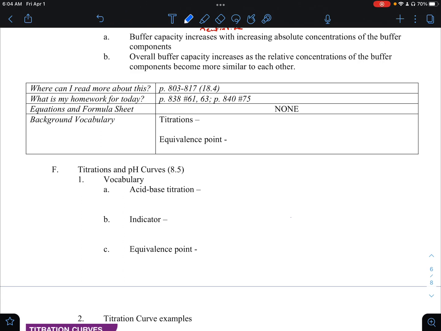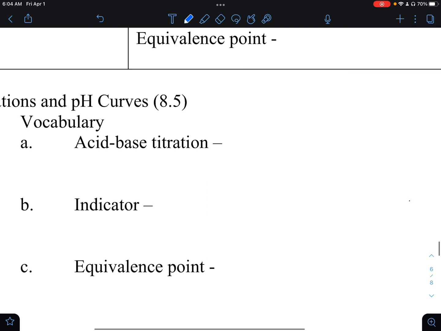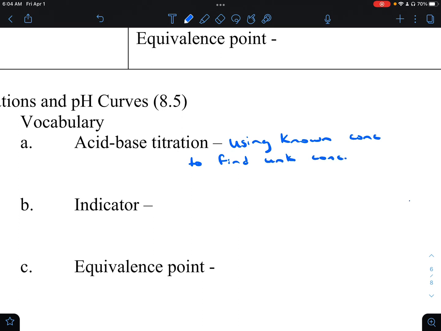So let's just go ahead and start with what an acid-base titration is. This is using a known concentration to find an unknown. And most of the time it's concentration. Sometimes we will be looking for milliliters, but for the most part, we're finding an unknown concentration. Remember, our acid-base reactions are an acid plus a base gives us water plus a salt. And remember that salt is not always NaCl.